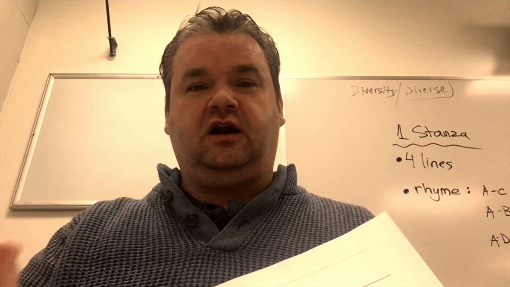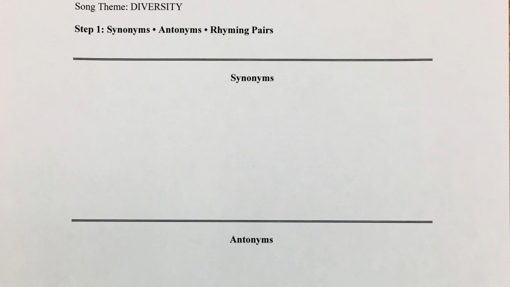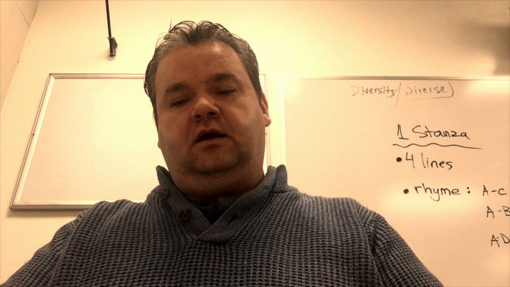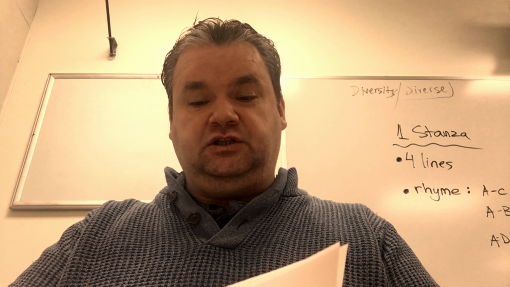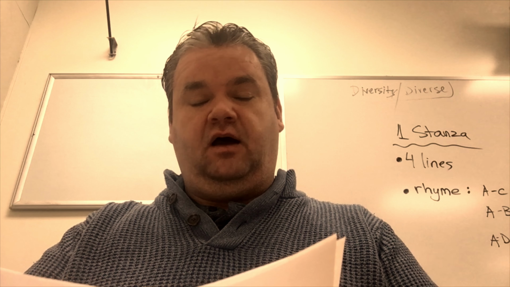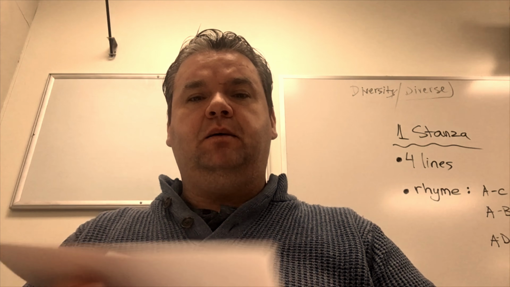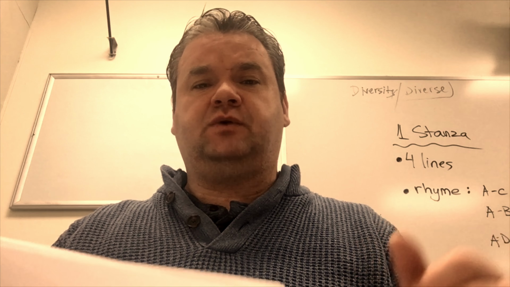I first provide this chart. I'll share a digital version of it in a second. It looks like this. And then each group has to come up with a bunch of synonyms of the word diversity or diverse, a bunch of antonyms of diversity or diverse, and then at the bottom section, they have to come up with some rhyming pairs of words, just random words. They don't have to have anything to do with diversity or diverse, just random words that simply rhyme. So this would be the first step.